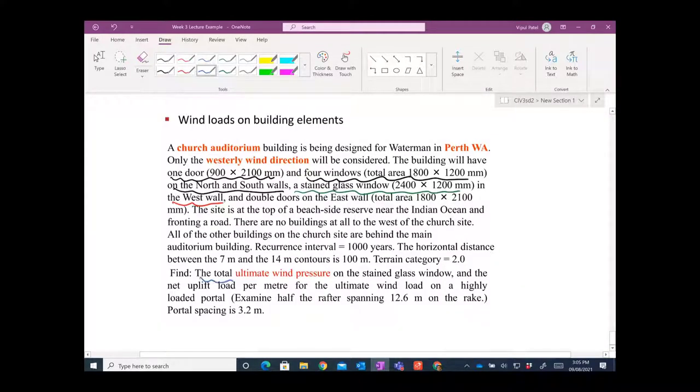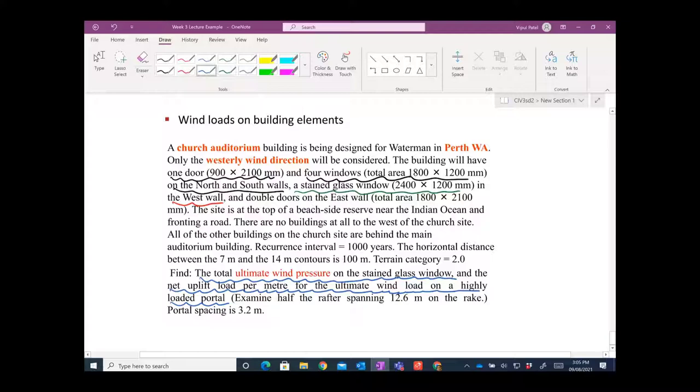So we just need to find the ultimate wind pressure on the stained glass window and the net uplift per meter for ultimate wind load on a highly loaded portal frame. We need to find two things: the pressure and the uplift force on the roof. So we basically need to work through the windward wall and the pressures.